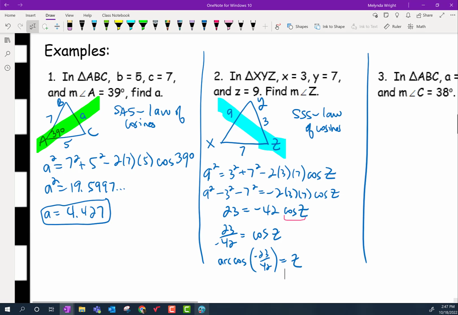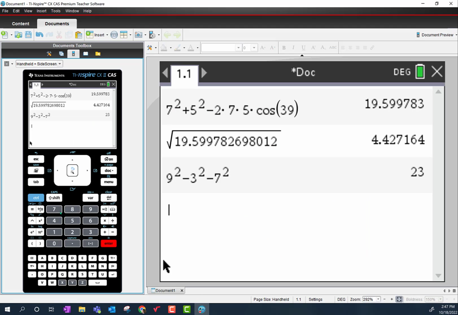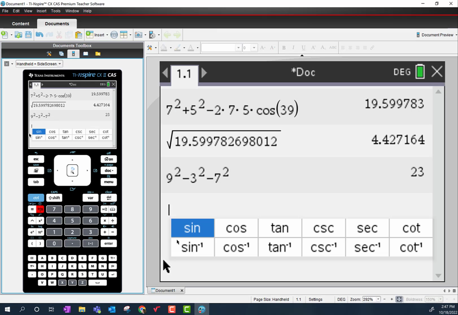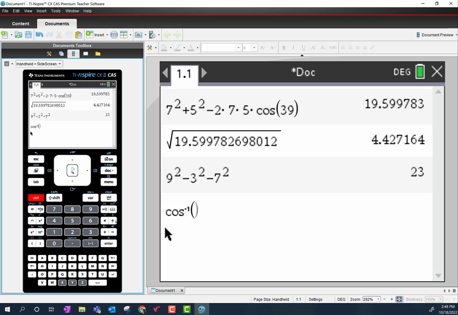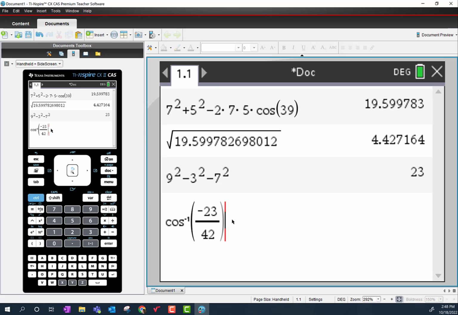So let's go to our calculator. So I go to trig, I want inverse cosine, which is that cosine negative 1. I want to do a fraction, which is control divide. And let's see, it was negative 23 over 42. Does it matter if I put the negative with the 23 or the 42? Does that really matter? No. That doesn't matter. I could even stick it out front if I wanted to. Any of those three places is perfectly fine.